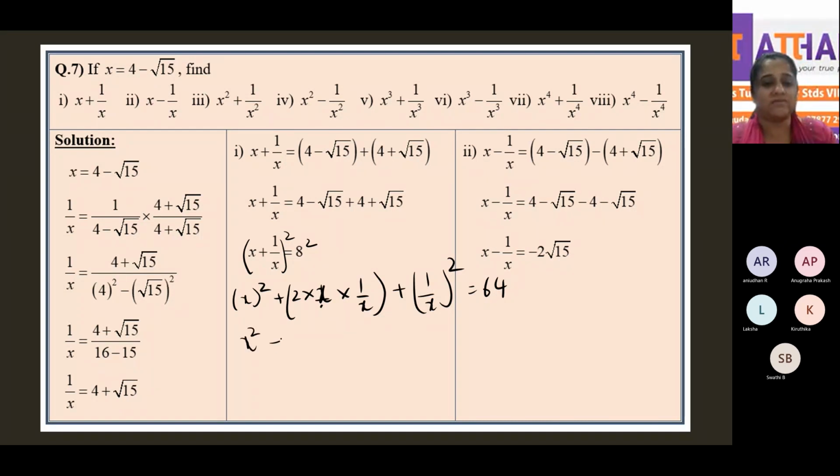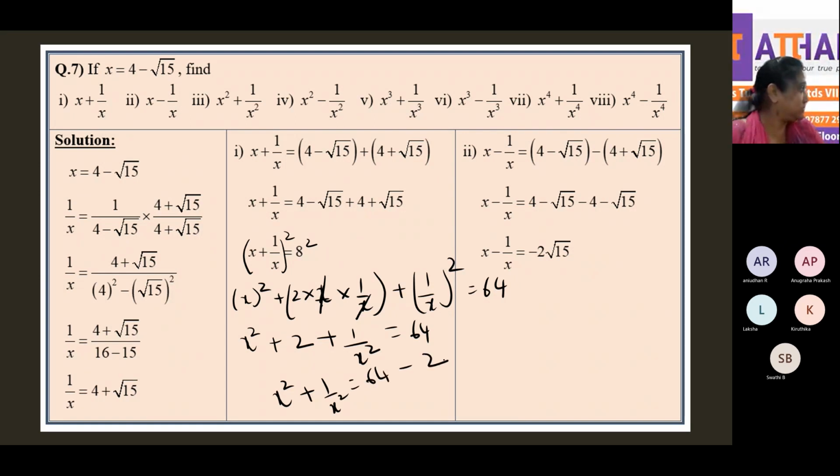So x square plus, x and x will get cancelled, 2 into 1 is 2, plus 1 by x square is equal to 64. So x square plus 1 by x square is equal to 64 minus 2. So x square plus 1 by x square is equal to 62.